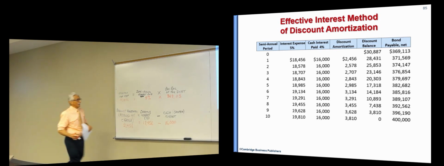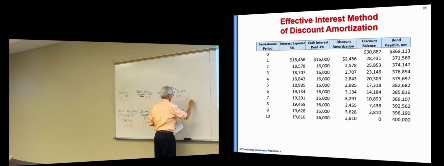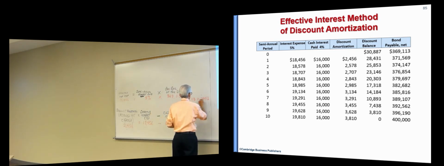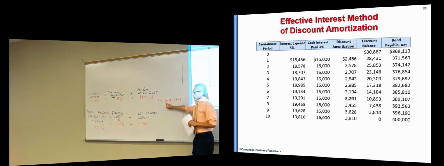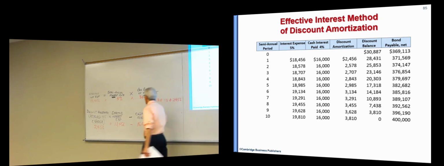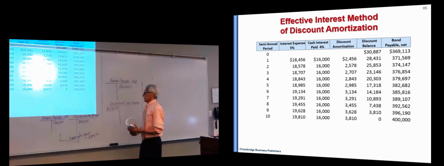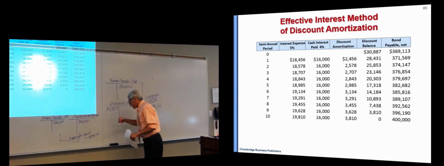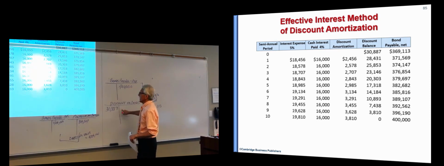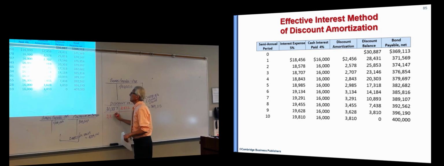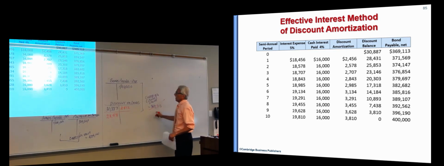And what happens to the balance of the debt? You started with 369,113. You have interest that accrued, but you didn't pay it. It's 2,456. So the debt now goes up to 371,569. And that's exactly what you're seeing right here on the table. And by amortizing that discount, we'll show you the journal entries later, the discount drops to 28,431, and debt goes up.